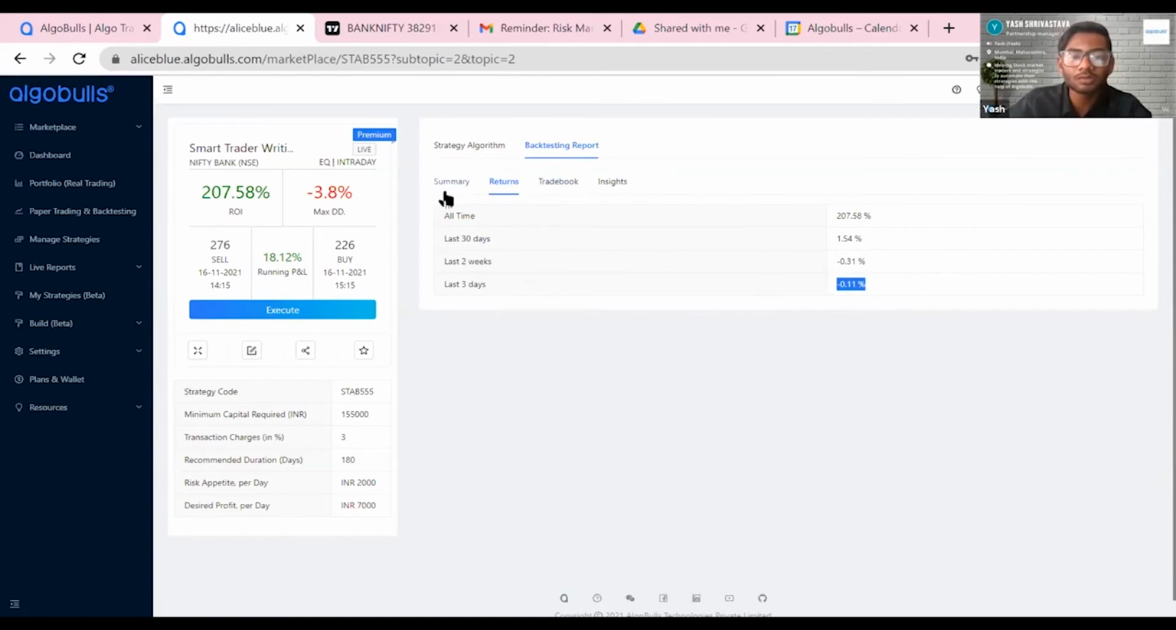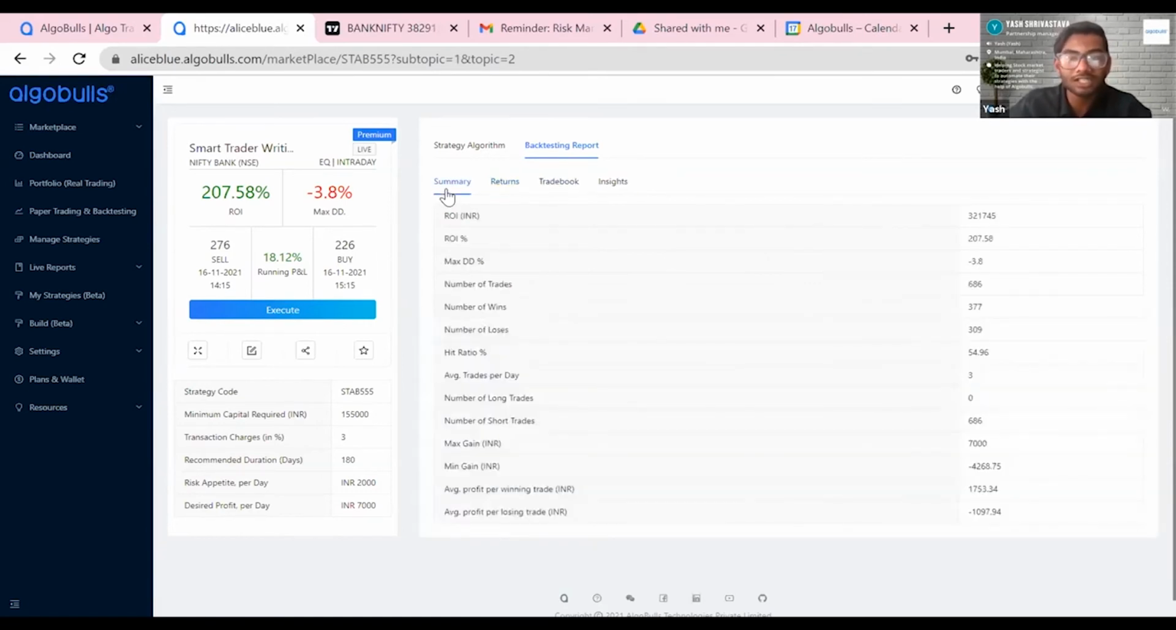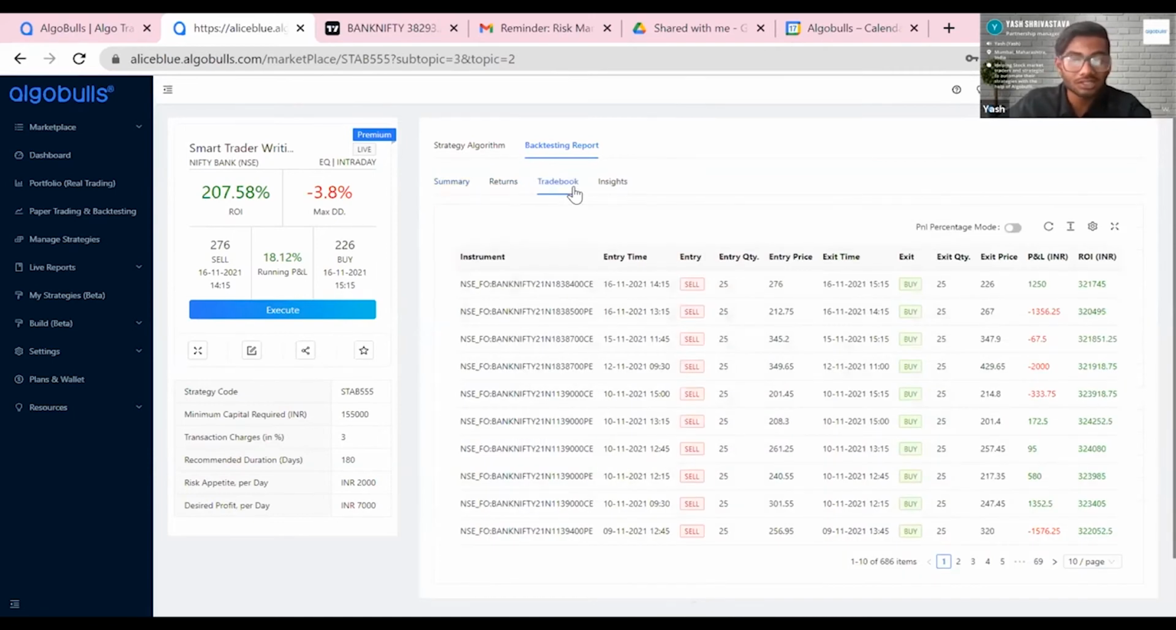Apart from that, you must be wondering how all these things are calculated and where the trades are, where I can look for them. So this is the trade book, which shows you end to end how the trades have been taken on a daily basis. You could see the last trade was taken on 16th 11th, which was yesterday, and you could see the sell price was at 212, and it bought at 267 where the market rose.